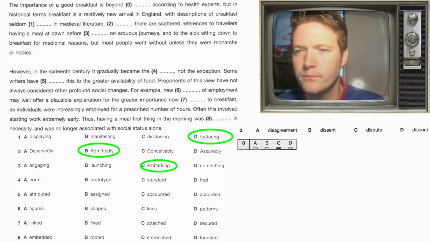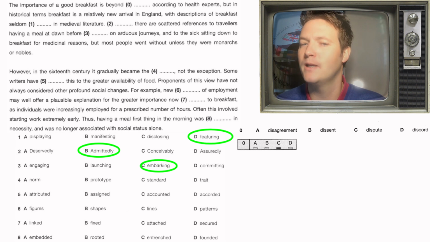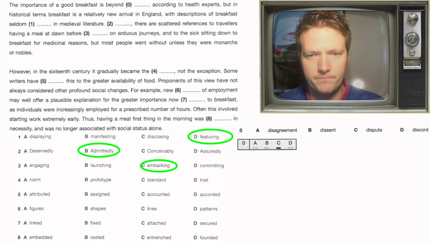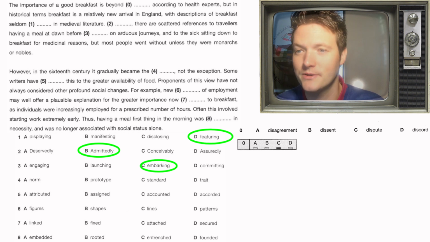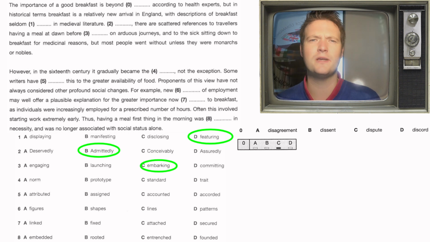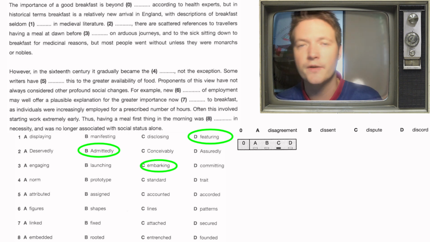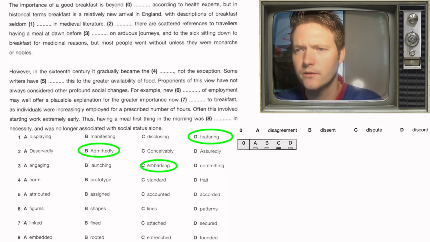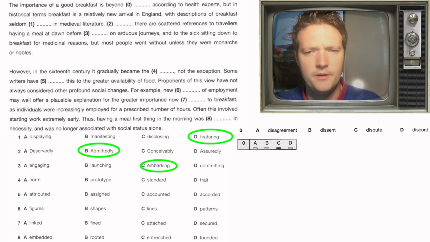I don't know. Let's have a look at the options. The norm, that sounds pretty good. The norm, not the exception. Let's have a look at the opposites, the other options. The norm, not the prototype. No, the prototype is an early version of a future invention. So it's not the prototype.